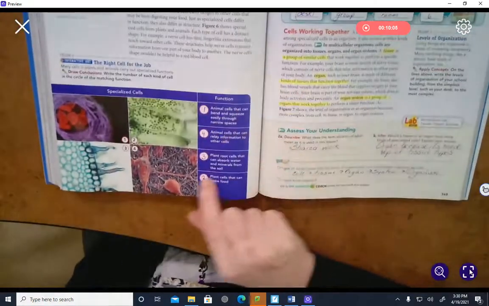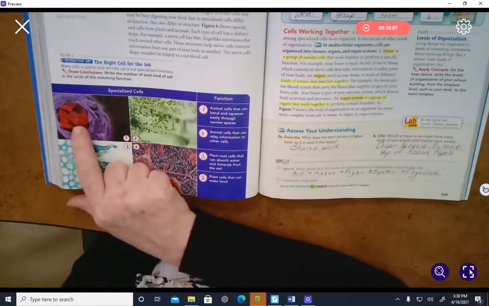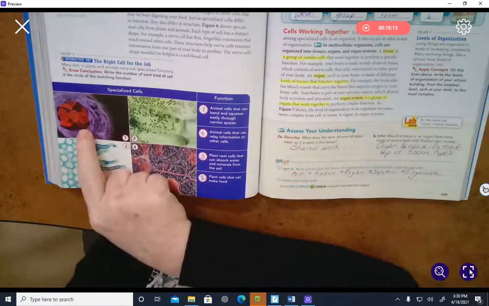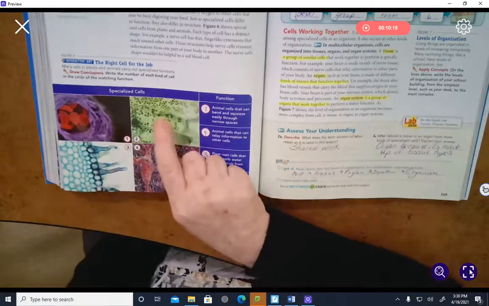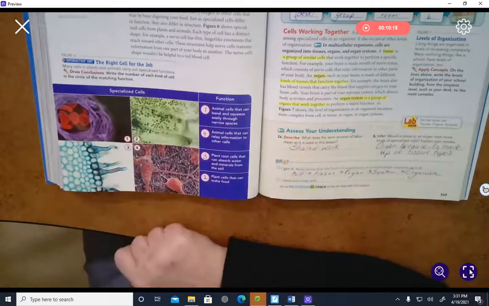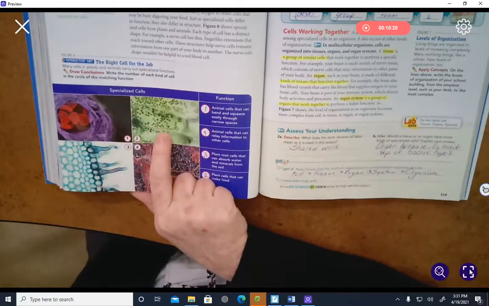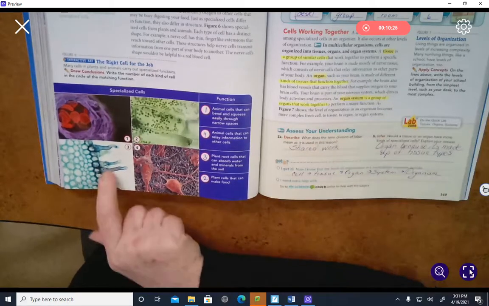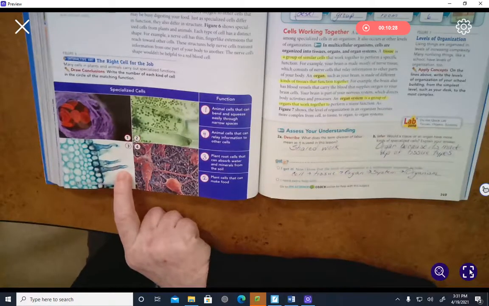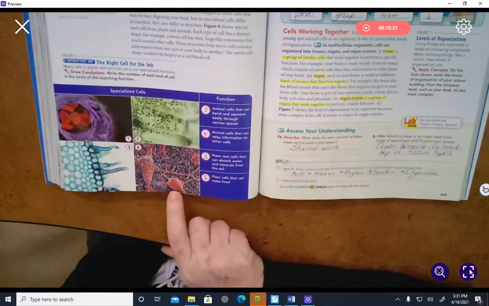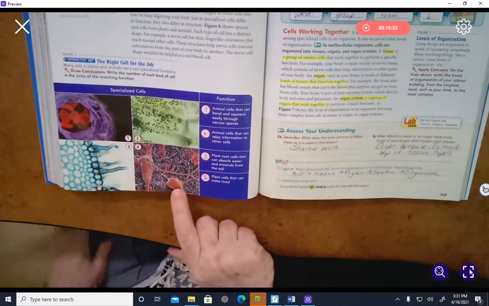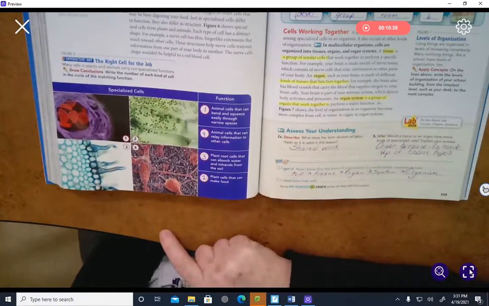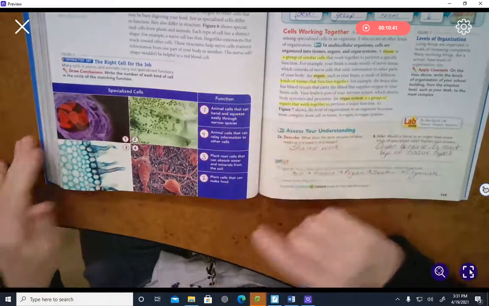So if we looked at these pictures down here, these are blood cells. So these are animal cells that can bend and squeeze easily through little narrow spaces. This, because it's green, I think I can see the chloroplasts. These are cells that can make their own food. These look like these little things here, like these would probably go out into the soil and absorb water and minerals. And then these, I believe, look like nerve cells. So they would be animal cells that can relay information. So I think it's 1, 4, 3, 2.